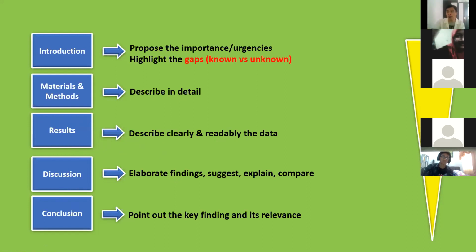So for example, this data should be supported by this data, and how you interconnect, how you construct the interconnection between your data, your findings. So you have to elaborate it, and then you will compare your data with other previous research, of course. For example, you find this in your research, but then when you read the previous articles, okay, this should not be like this. And then how you will discuss it.